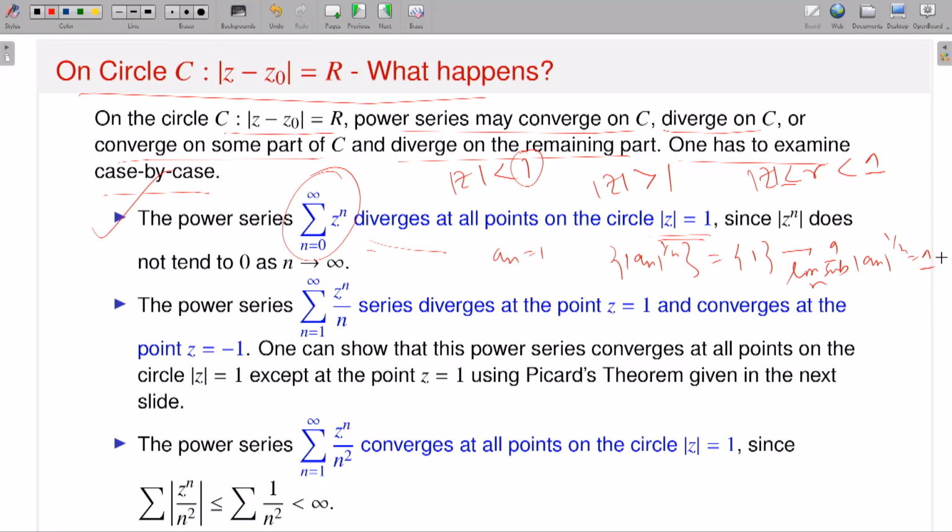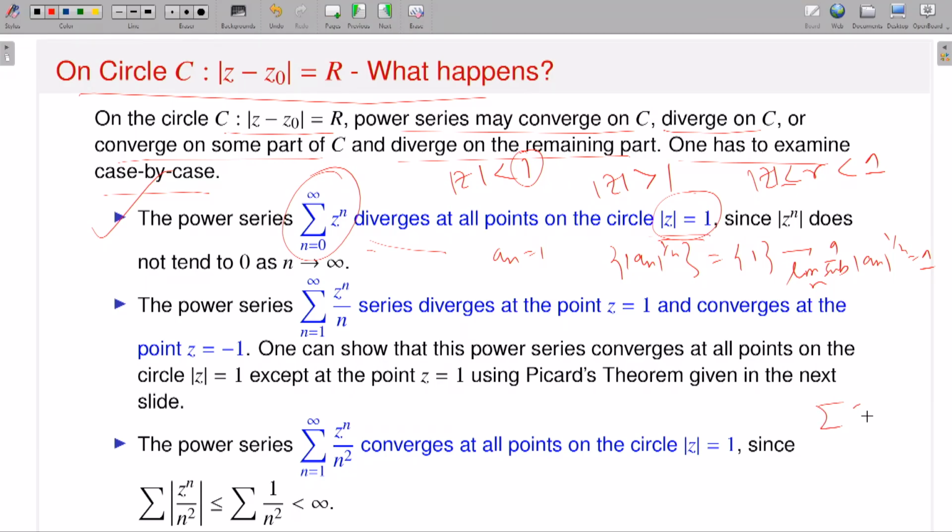Inside the radius of convergence it converges, outside it diverges, I already said, but on mod z equal to 1, this actually diverges. Why? Because if I have a convergent power series, then the nth terms would go to 0, right? I already said that as a property of convergence of a power series.